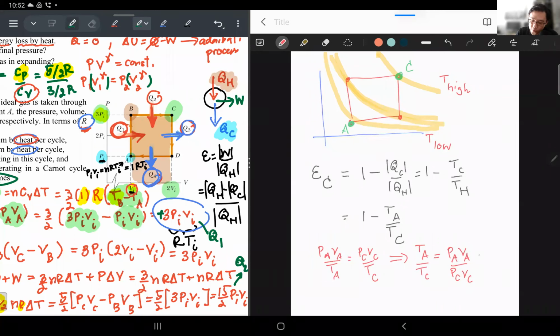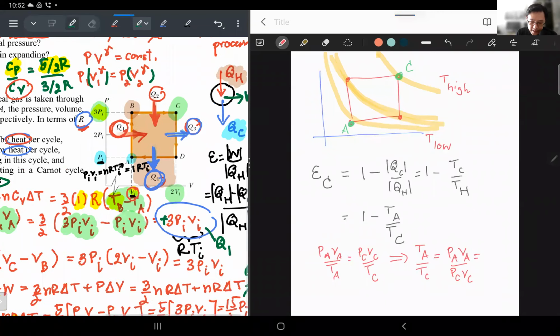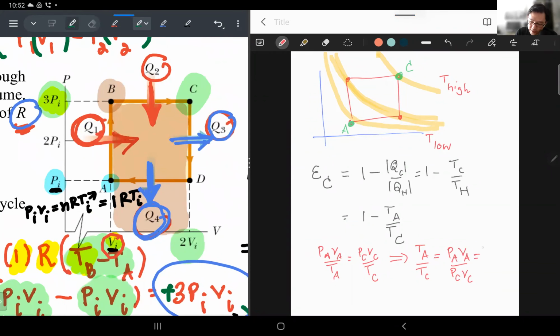And now you can just read the scales. At point A, the pressure is PI, volume is VI, so it's going to be PI VI. At point C it is 3 PI over 2, so it's going to be 6 PI VI. Definitely PI VI has to be canceled because at the end you want to get just a number, and that's it, guys. So what you have is just 1 minus 1/6, and that is just 5/6 efficiency. That is it, done.